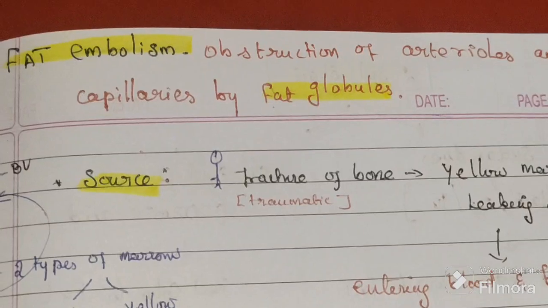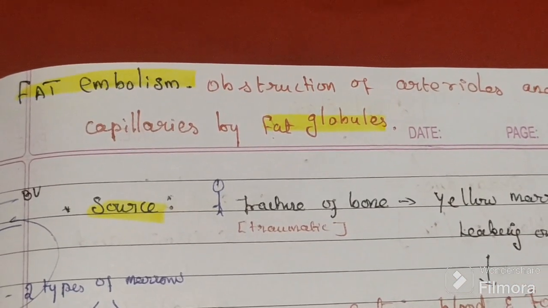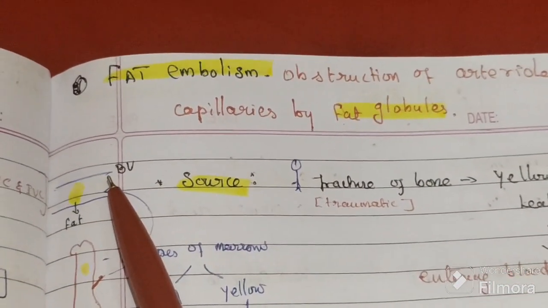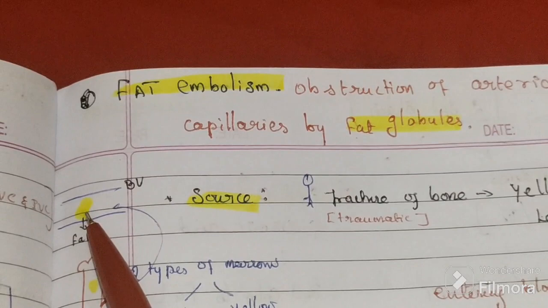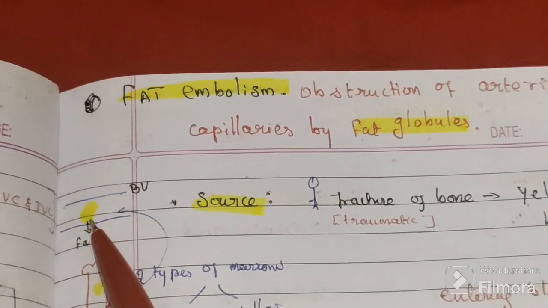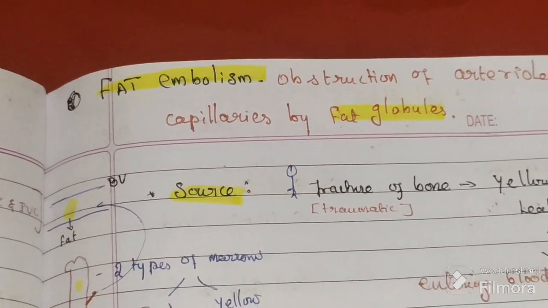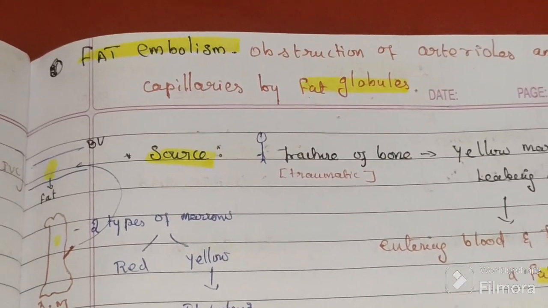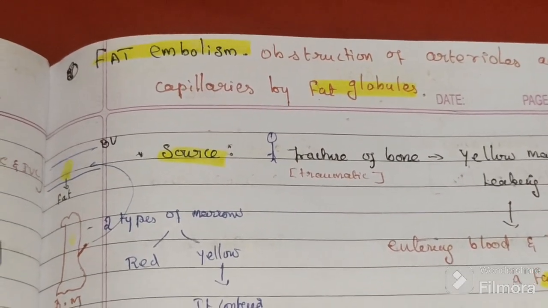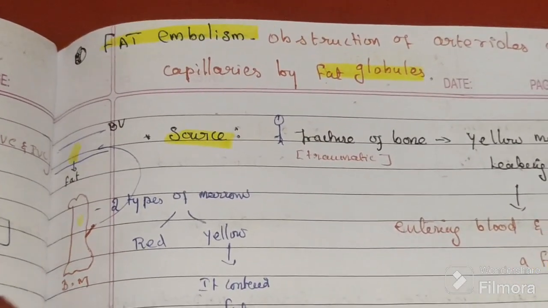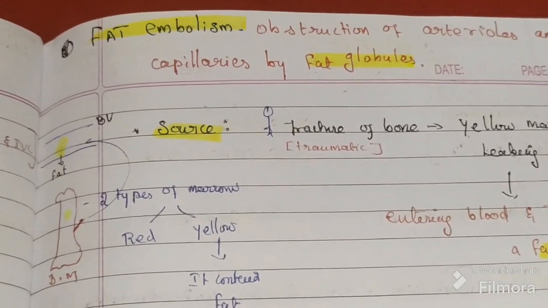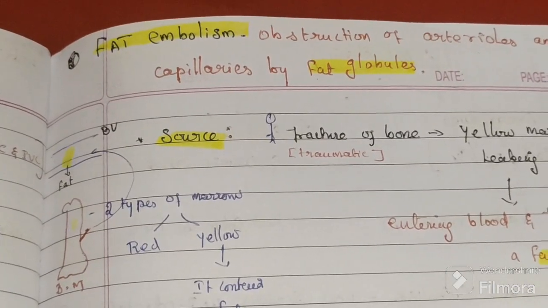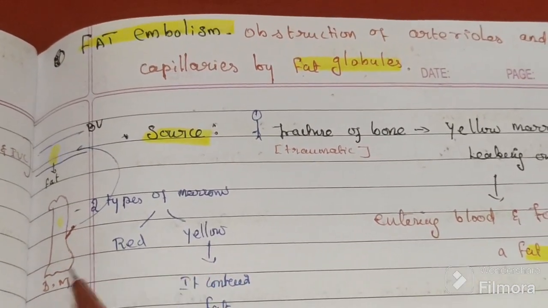The second one is fat embolism. From where will the fat come? This is the blood vessel, and in the lumen of the blood vessel, fat is coming from here. What is the source of fat embolism? There can be two causes. We all have bone marrow, and we have two types of bone marrow, red marrow and yellow marrow. Yellow marrow contains fat.